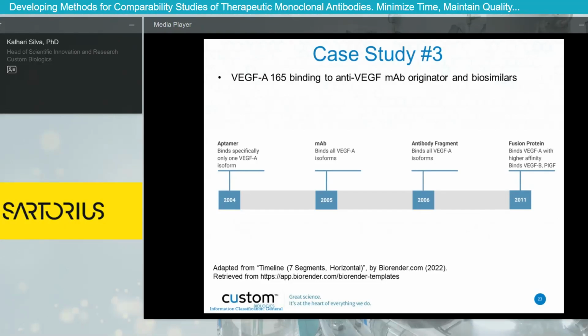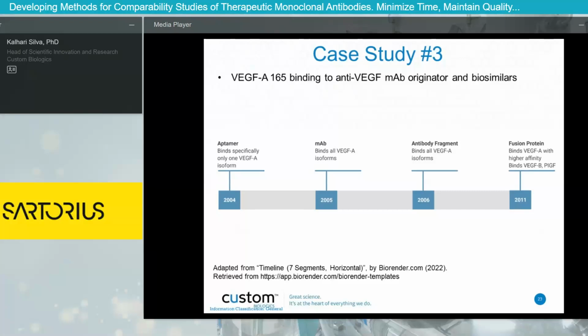VEGF-A in particular exists as different isoforms such as VEGF-A 121, 145, and 165 that we are studying, and others like 189 and 206 as well. VEGF inhibitors have evolved over time.